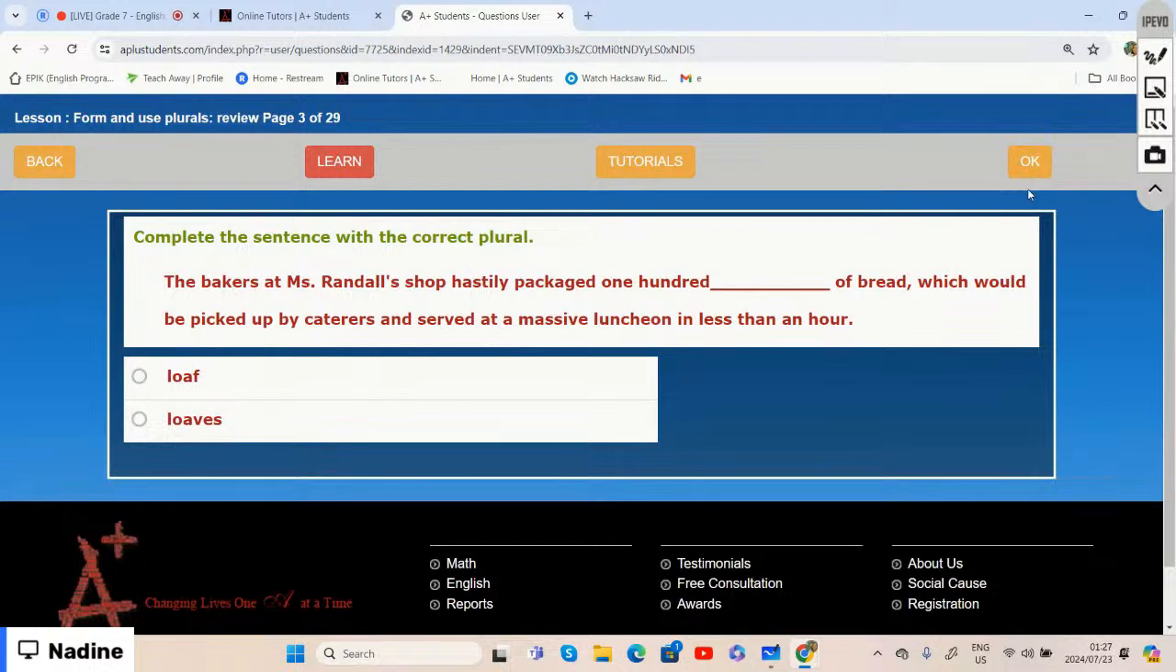The next one says the bakers at Miss Randall's shop hastily package, do we say 100 loaf of bread or 100 loaves of bread, which would be picked up by caterers and served at the massive luncheon in less than an hour.